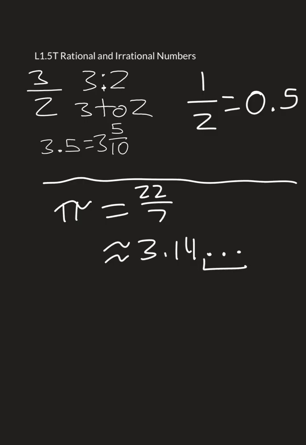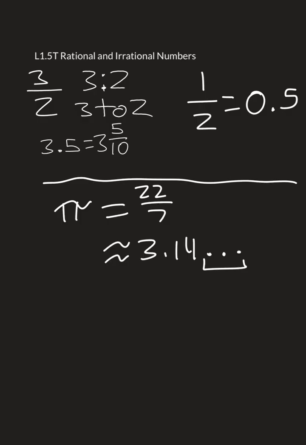Those 3 dots in Latin are called ad infinitum, which means it goes on forever and ever, and it doesn't repeat. So you can't rewrite pi as a simplified fraction. It's 22/7 or 3.14 ad infinitum, going on forever. So those are irrational numbers. They basically can't be rewritten as a simplified fraction.